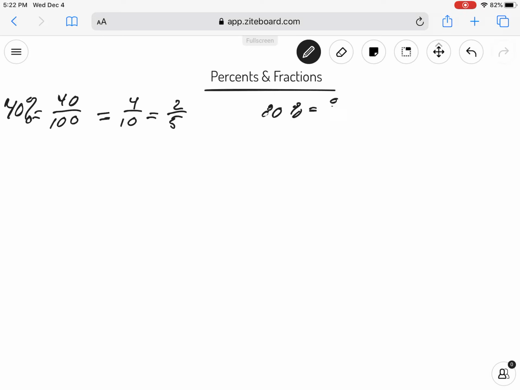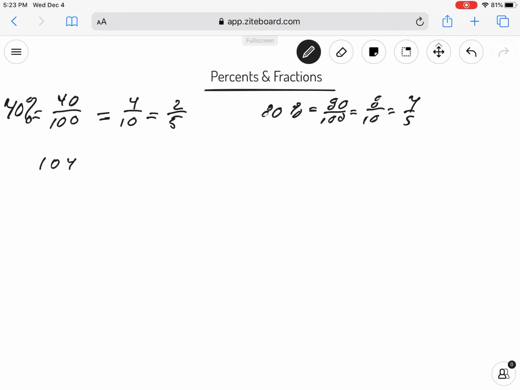And so that's the same thing. It's 80 over 100. I divide both numerator and denominator by 10. I get 8 over 10. And if I divide those both by 2, I get 4/5. Okay, simple enough. Let's look at something maybe a little bit more strange.